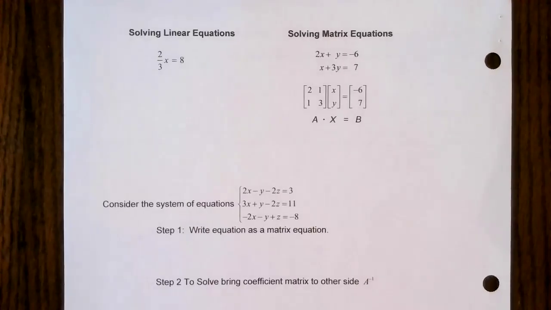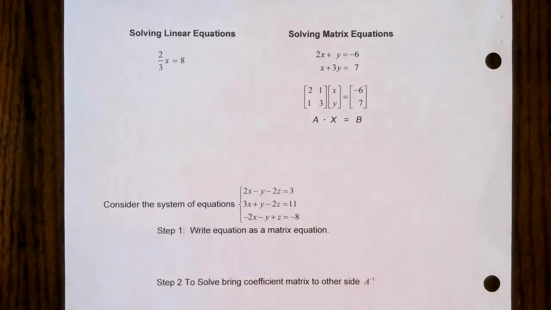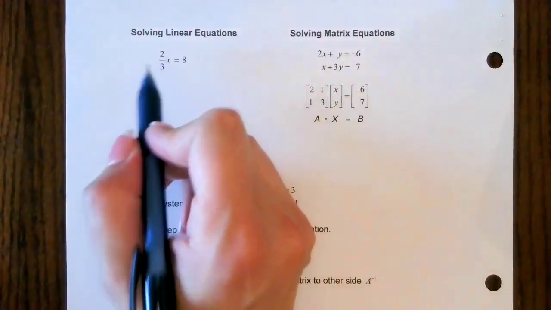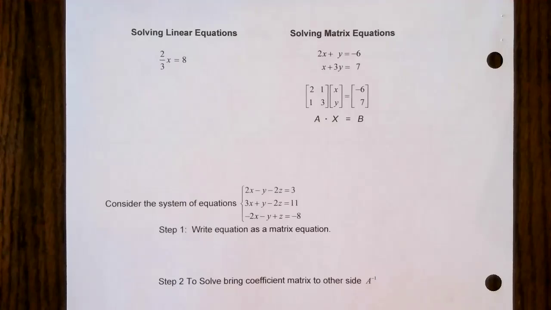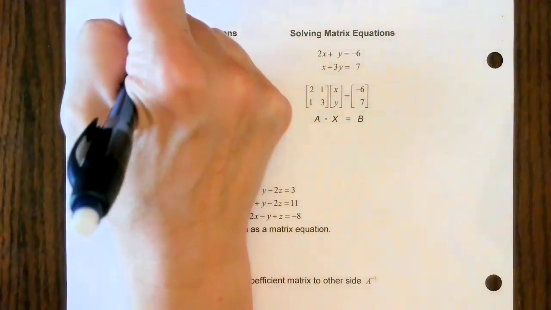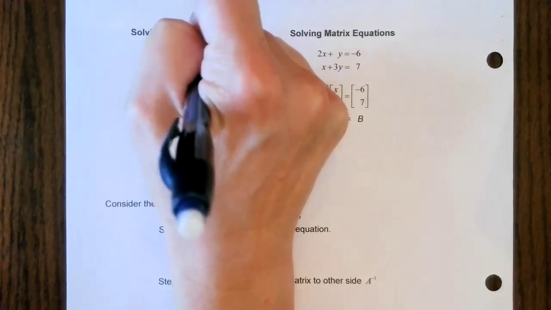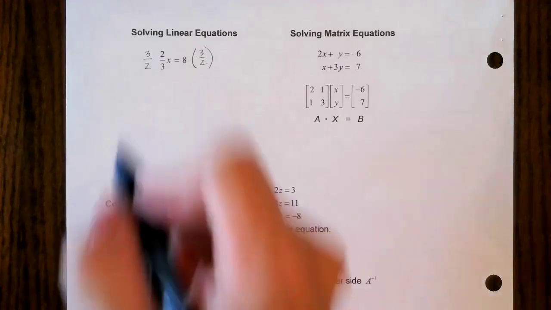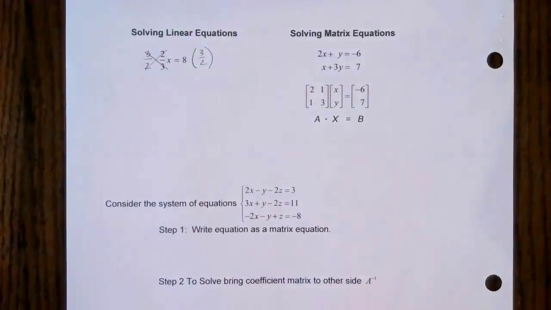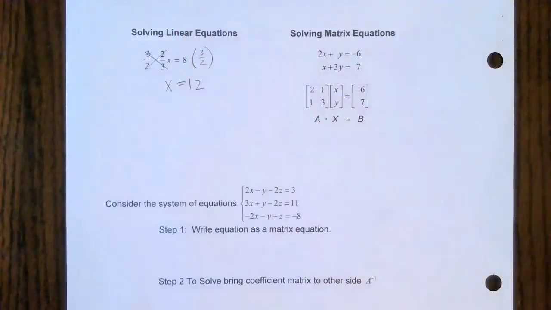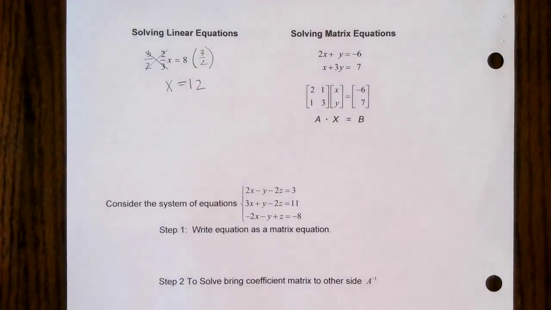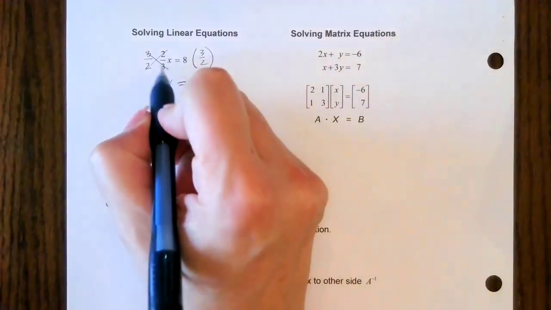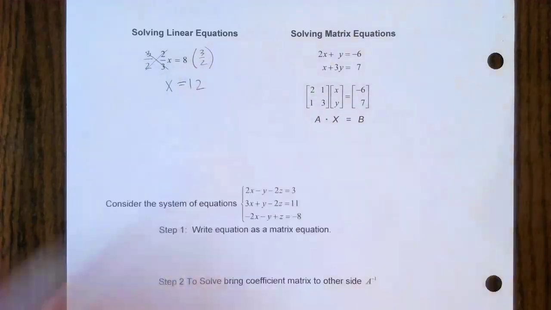When you think about solving an equation that you've done previously, for example, this one right here, 2/3 x equals 8. In order to solve this, we would multiply both sides times 3/2. That's going to get my 2's to cancel here and my 3's to cancel here and get my x by itself. And so we would get x is equal to 12. What we did there is we multiplied times the multiplicative inverse. The multiplicative inverse of 2/3 is 3/2.